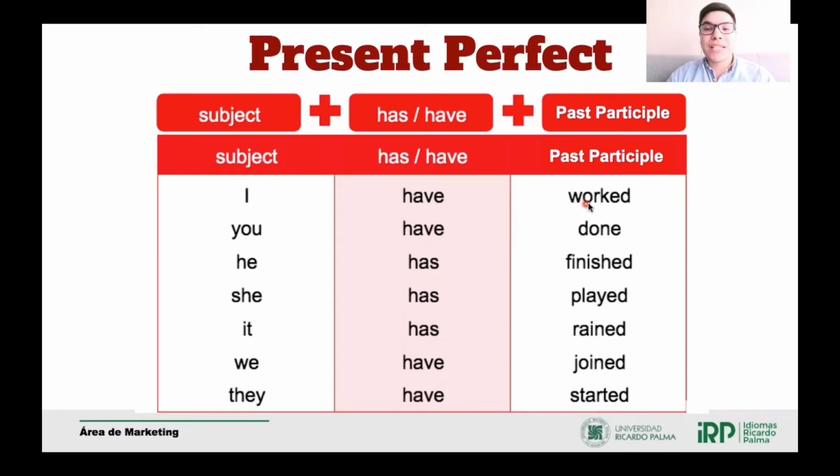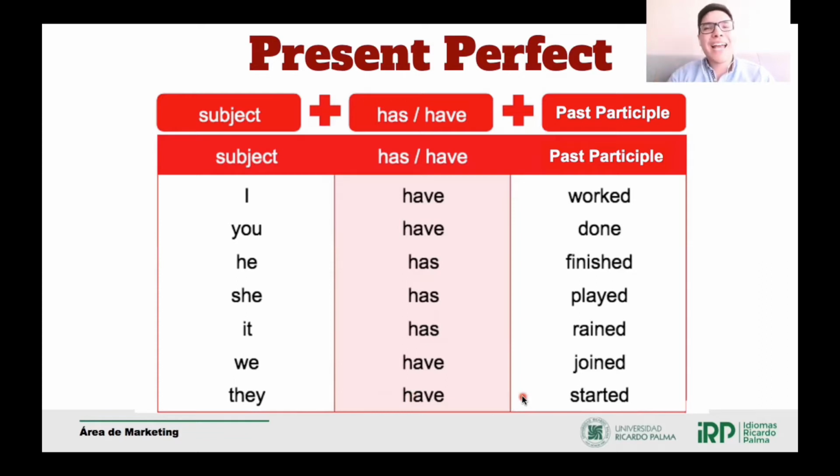I have worked. The first sentence. Can you repeat that? I have worked. Very good. You have done. Can you repeat that? Excellent. He has finished. Very good. She has played. It has rained. We have joined. They have started.